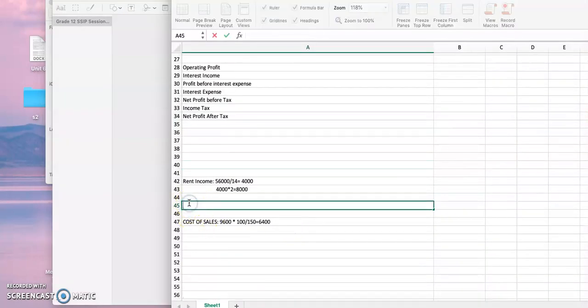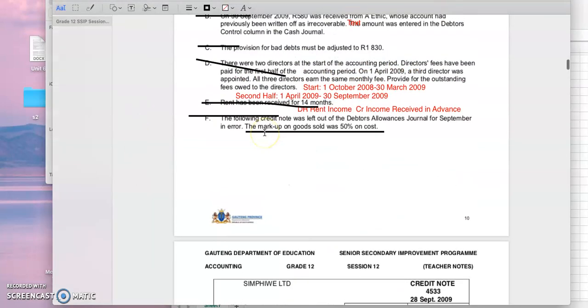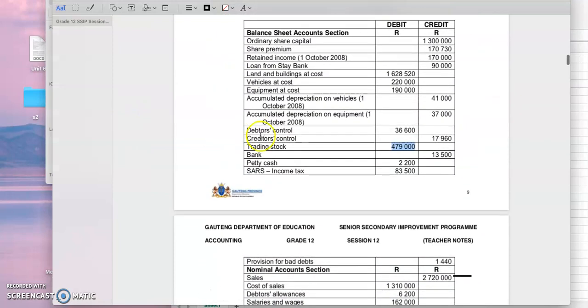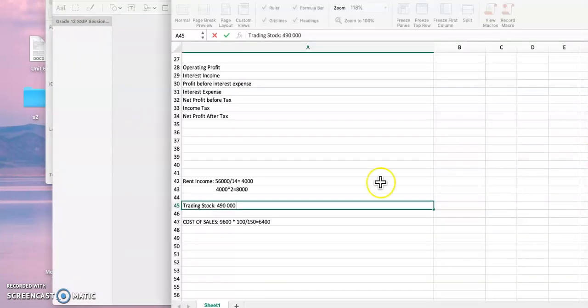So trading stock, and for now, we don't know if it's going to be a deficit or a surplus. All we know is that our physical stock count was 490,000 Rand, but our trial balance had 479,000. And now this is very, very important.